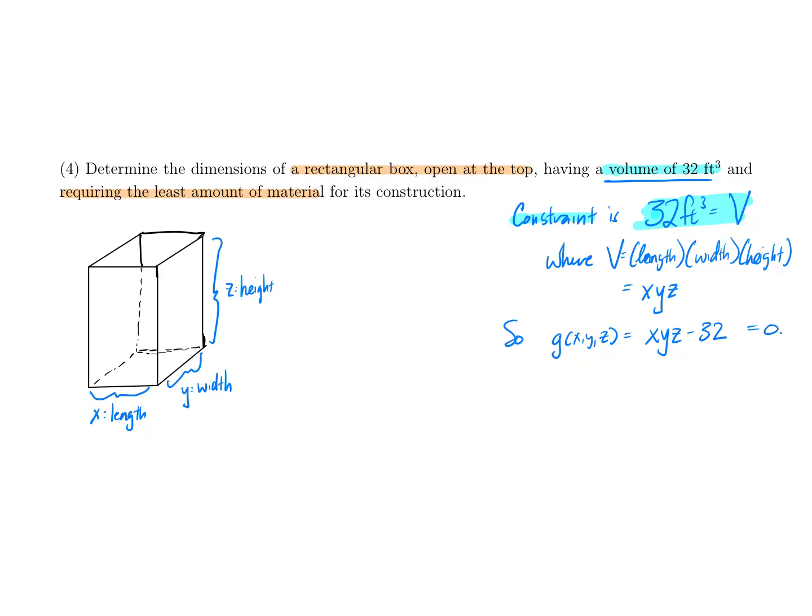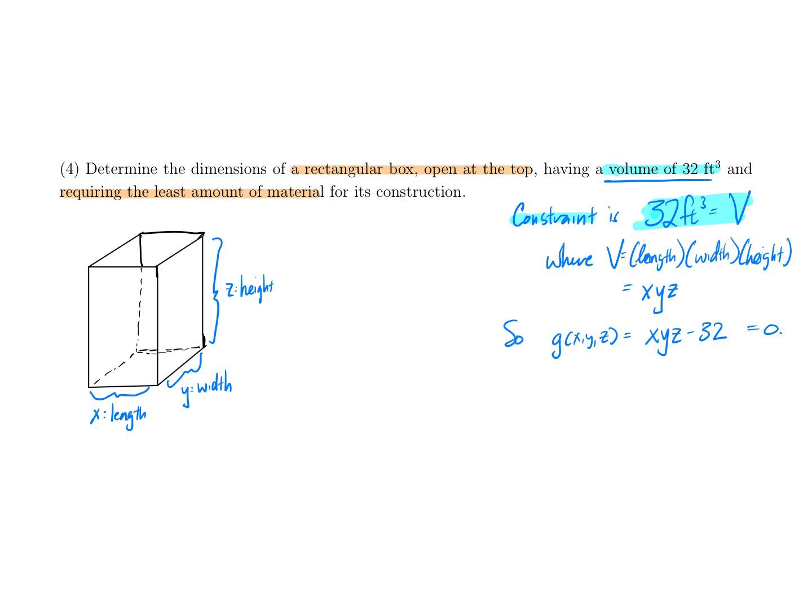So this video is covering the last example from the notes for section 4.8 over Lagrange multipliers. In this problem, we're trying to determine the dimensions of a rectangular box open at the top, having a volume of 32 cubic feet and requiring the least amount of material for its construction.